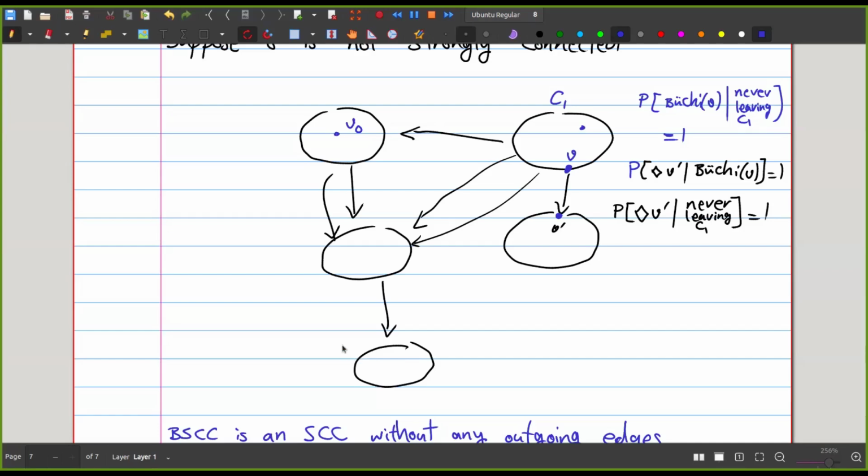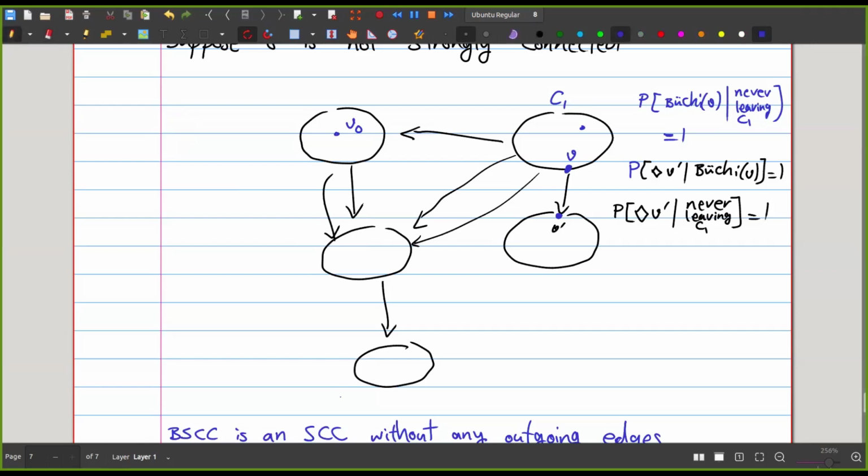So if I ask you, when I start at V0, what is the probability that I see a particular vertex U infinitely many times? You say, well, if U is not in a bottom strongly connected component, then that probability is 0. Because with probability 1, I'm leaving the component of U, which means that I'm not going to come back and I'm never going to see U again. So U is seen only finitely many times.